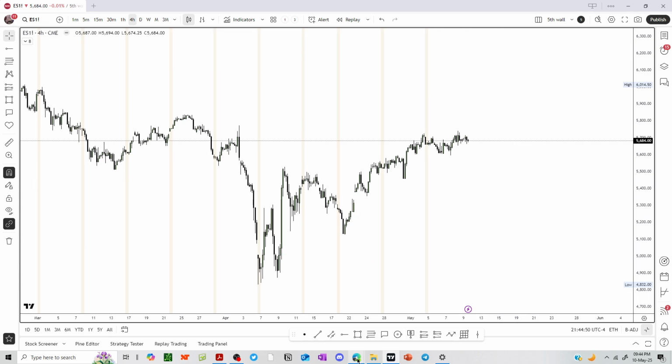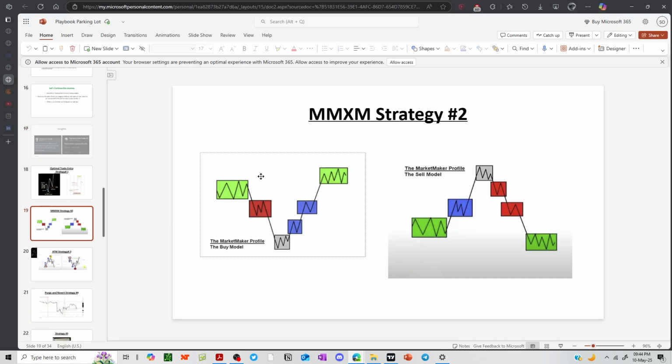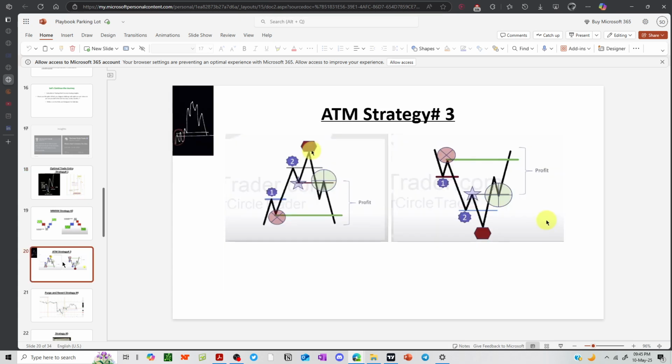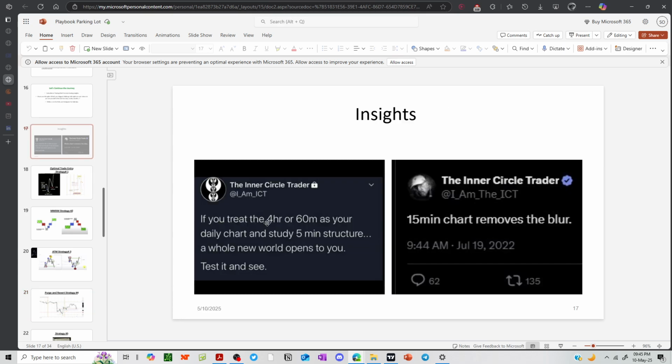And I think the good news about focusing on one setup is, if you focus on the market maker buy and sell model, this is literally multiple setups in one. So that includes the OTE entries, the ATM strategy, your 2022 mentorship, and the ideal of purge and revert. And even this here, if you treat the 4-hour or 60-minute as your daily chart and study 5-minute structure, a whole new world opens to you.